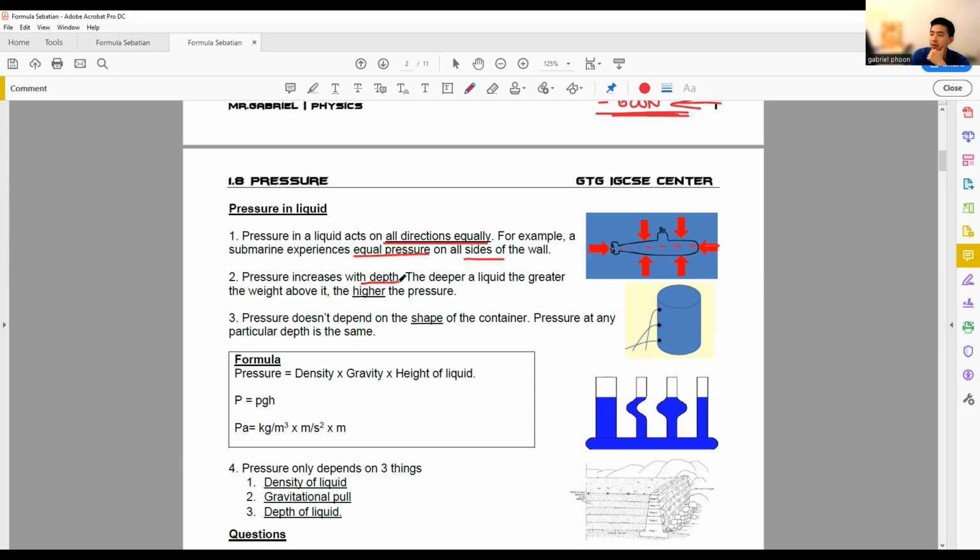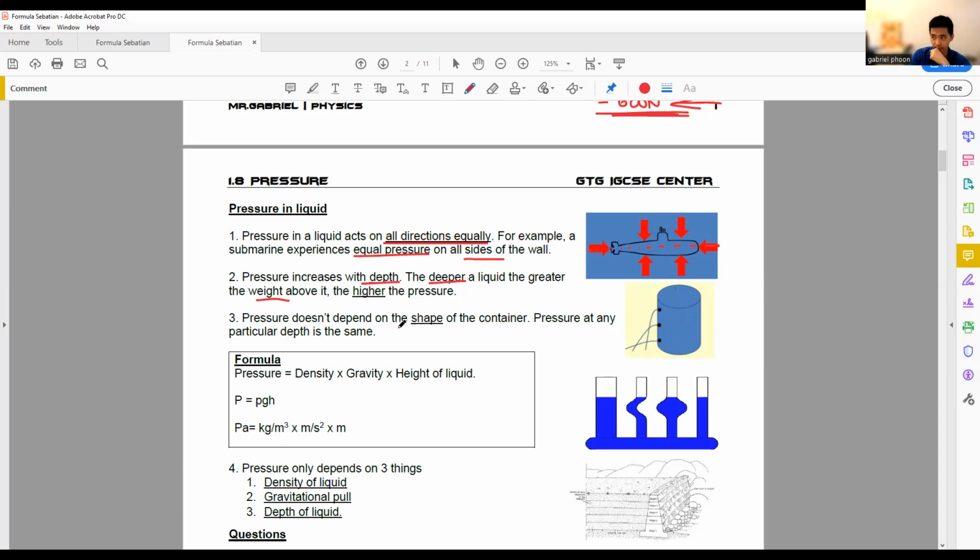Pressure definitely increases with depth. The deeper a liquid, the greater the weight above it, and thus the higher the pressure. That's why if you ever try to poke holes into your water bottle, you'll notice that the bottom one shoots out the furthest compared to here and here, right? Simply because there is more pressure pushing the liquid outwards here.